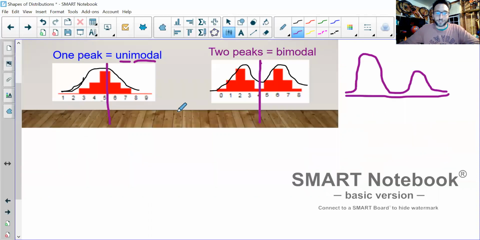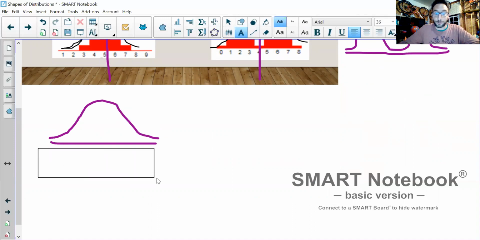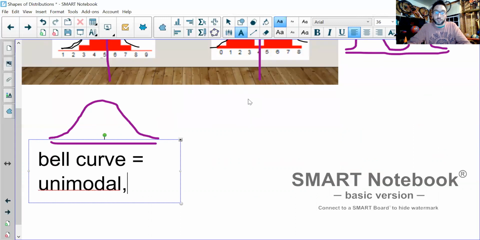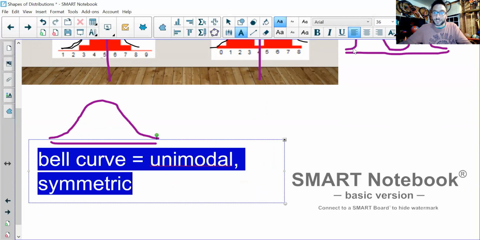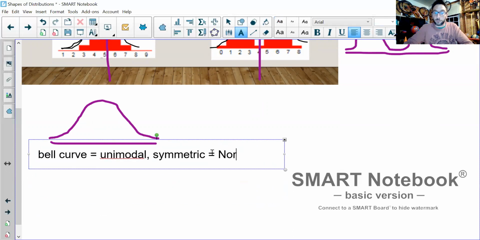My other little tangent on the side: if we have a graph that looks like this, a graph that's unimodal and symmetric, that is our bell curve. Another piece of vocab that we should add, that I don't have a slide for, is that the bell curve is any graph that's unimodal and roughly symmetric. It doesn't have to be perfect, but it's got to be pretty close to symmetric. This bell curve is a shape that's unimodal and roughly symmetric. That's also known as the normal model.